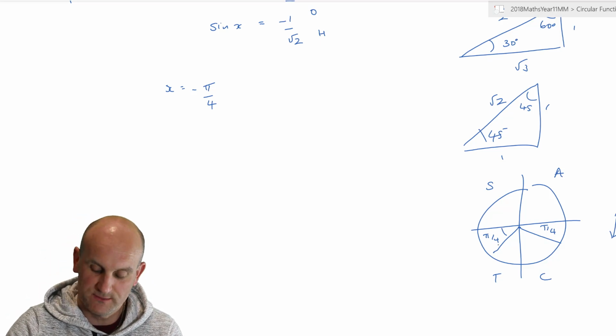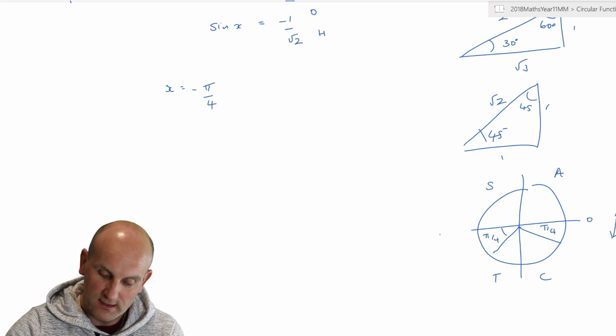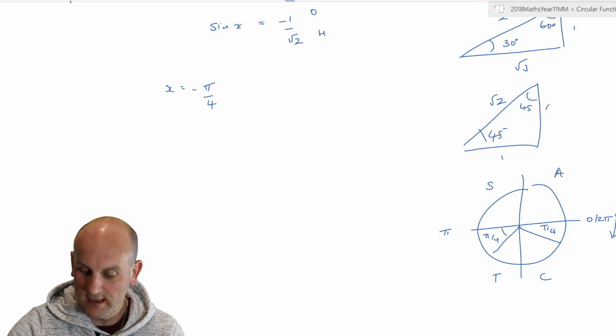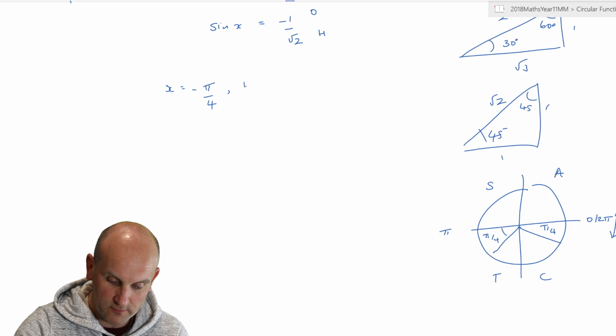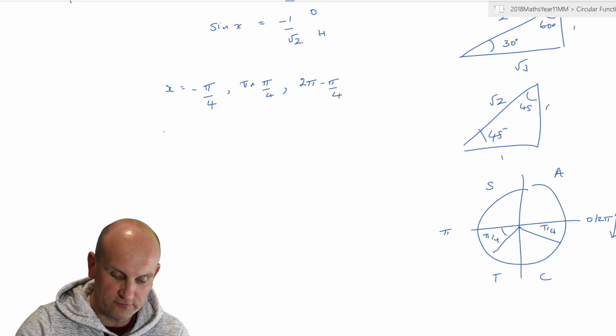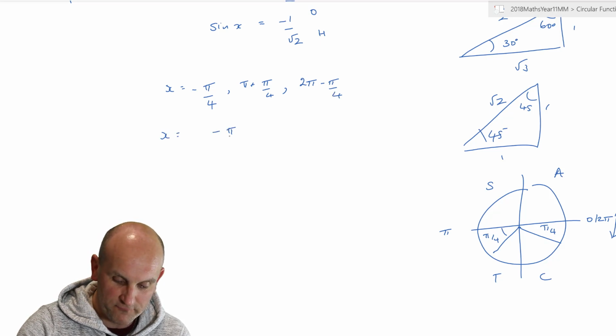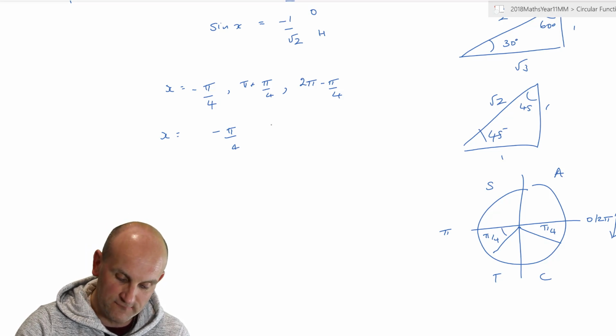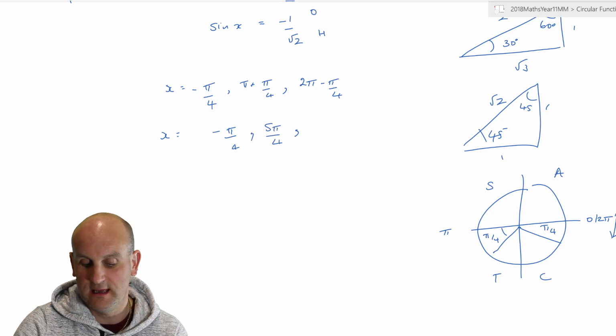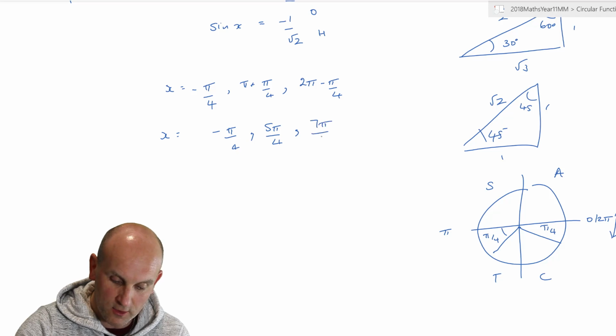I can find 2 solutions by saying, here is 0, here is pi, and there's 2 pi again. So I've got pi plus pi on 4 is my next one. So pi plus pi on 4. And then my one after that would be 2 pi minus pi on 4. Let's try and make that slightly easier. So we've got minus pi on 4. I can change that to 4 pi on 4. So that's going to be 5 pi on 4. And then this next one's going to be 8 minus that, 7 pi on 4.